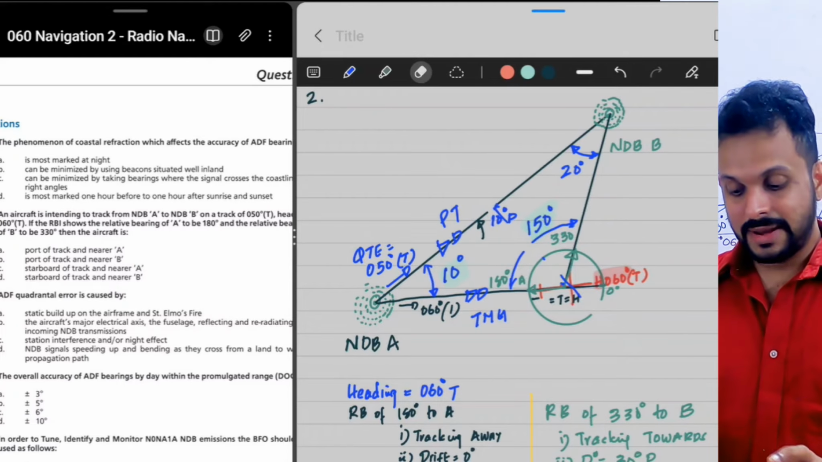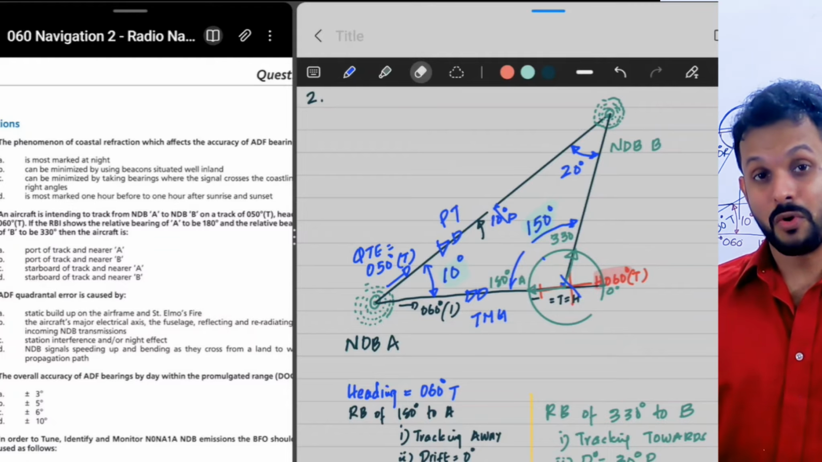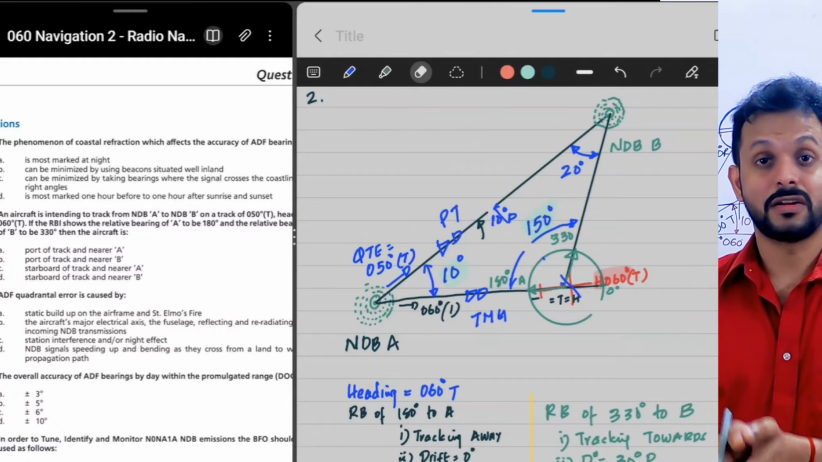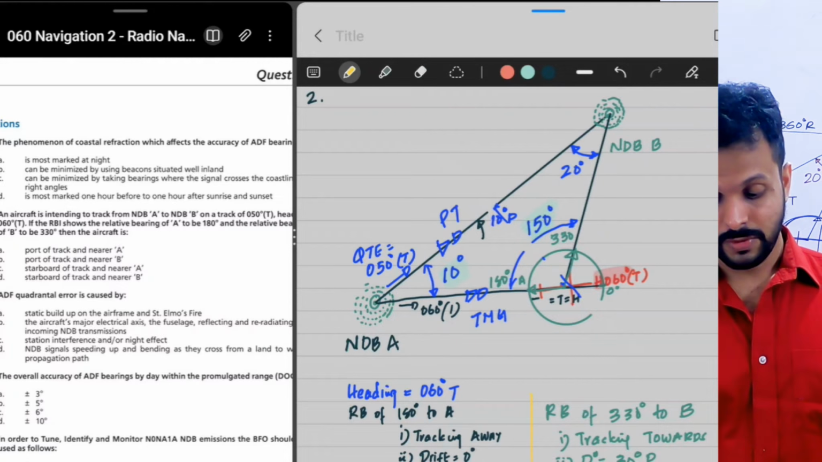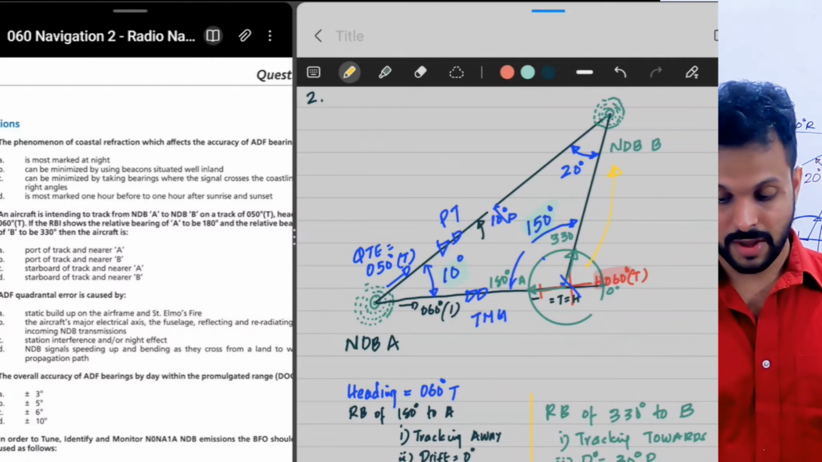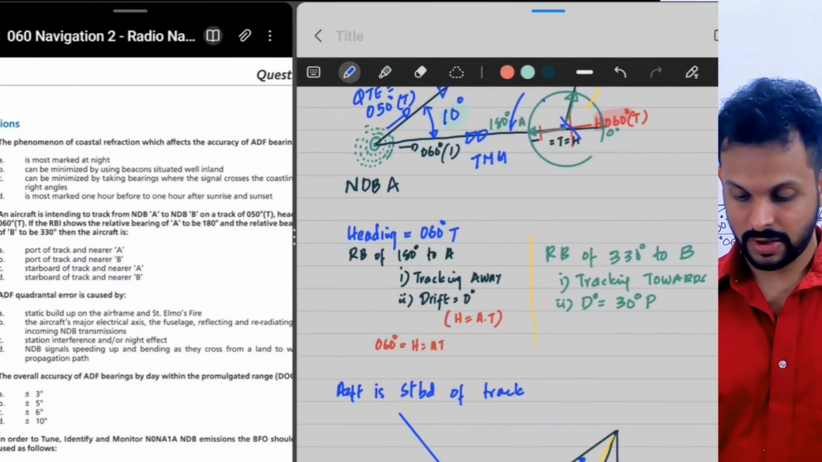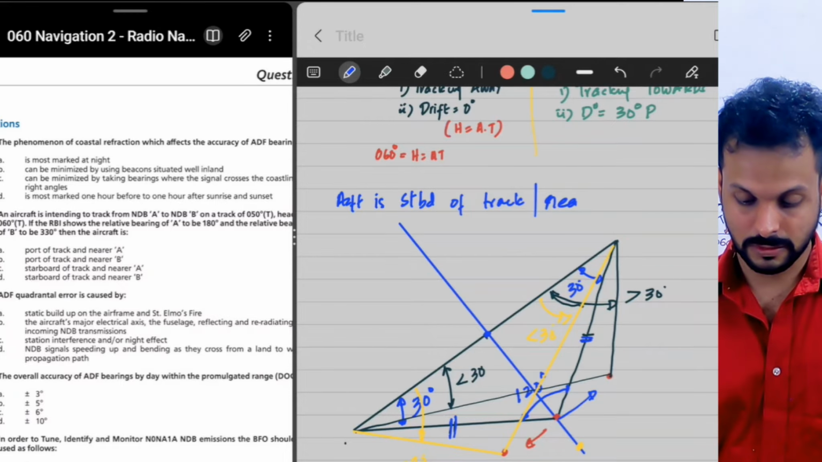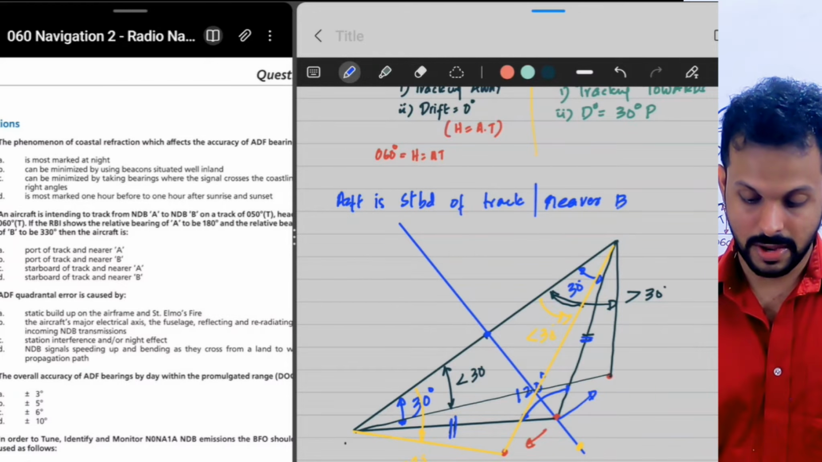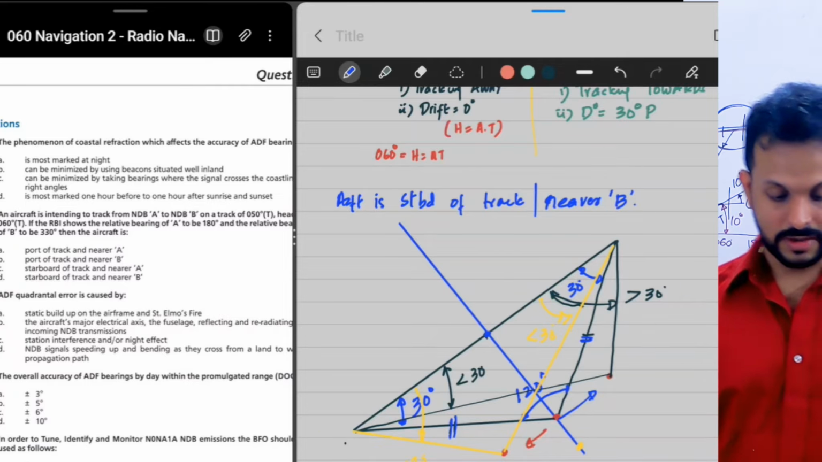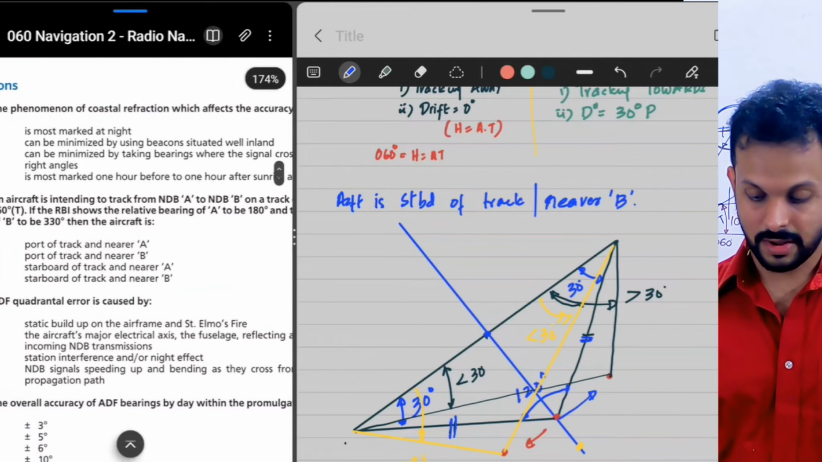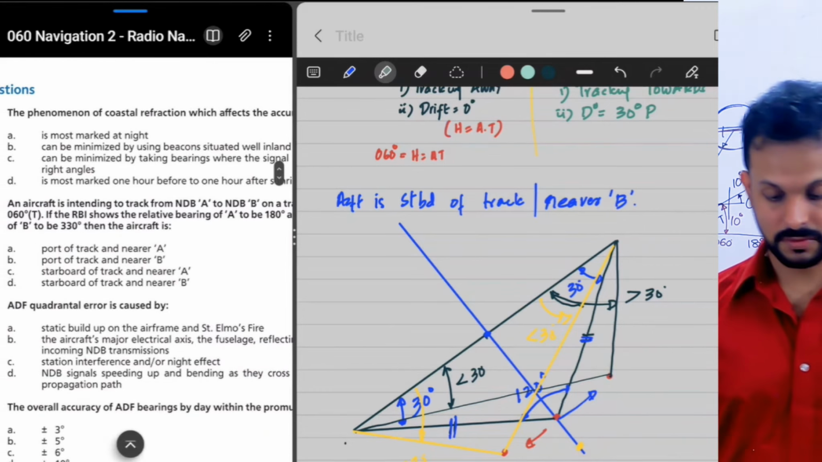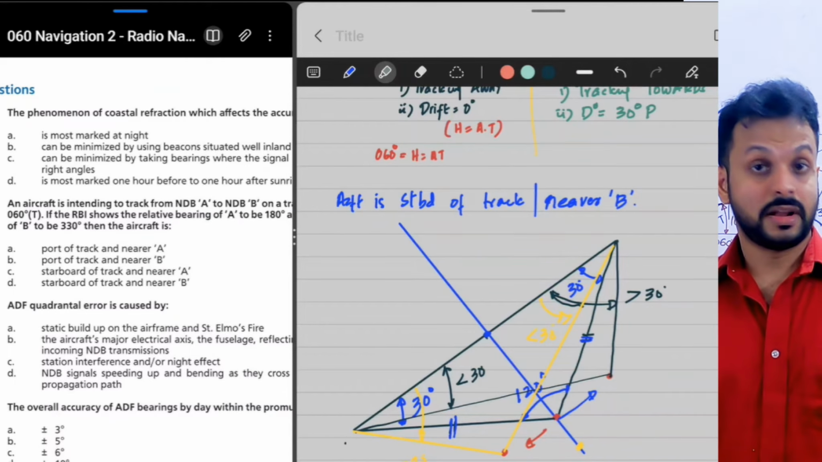The angle made at Bravo is 20 degrees, which is more than the angle made at Alpha, and this means that the aircraft is definitely closer to Bravo than Alpha. It is much closer to Bravo than to Alpha. So let's write that out here. The aircraft is to starboard of the track and nearer B, the NDB B. Let's look at the options here. Starboard of the track and nearer B, it's Delta being the answer. Alright, so Delta is the answer for this question.